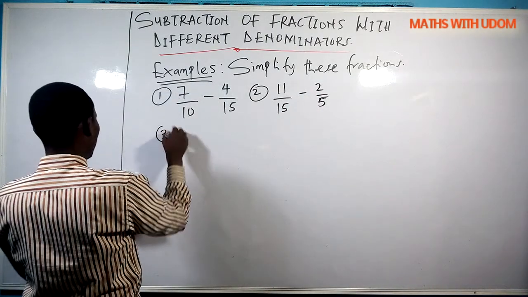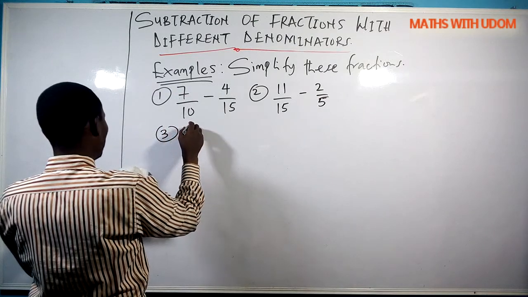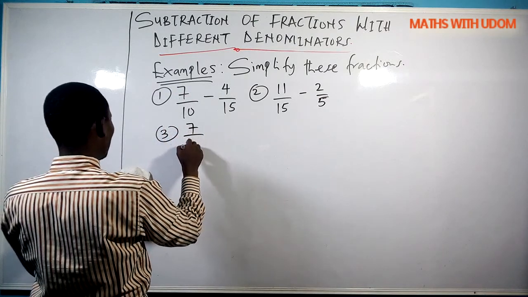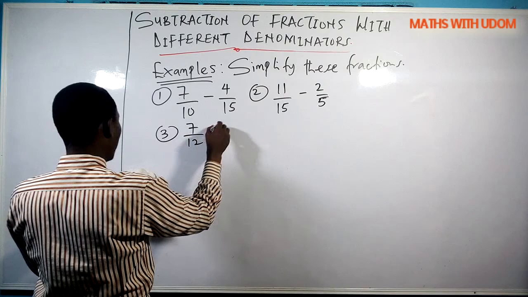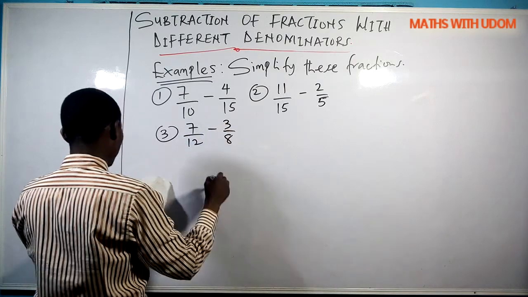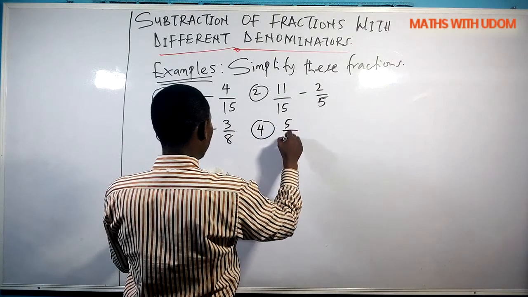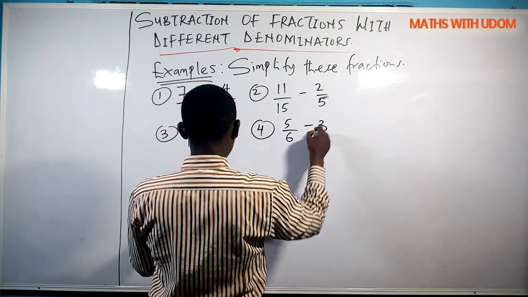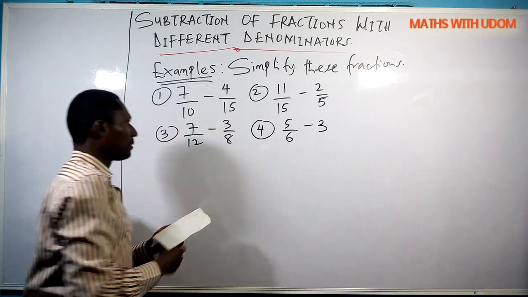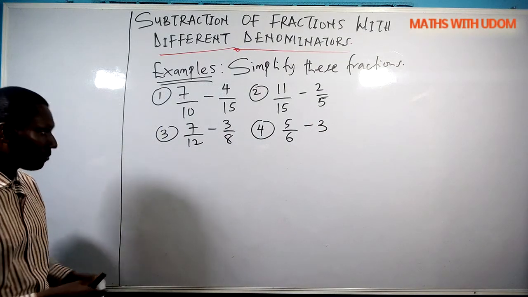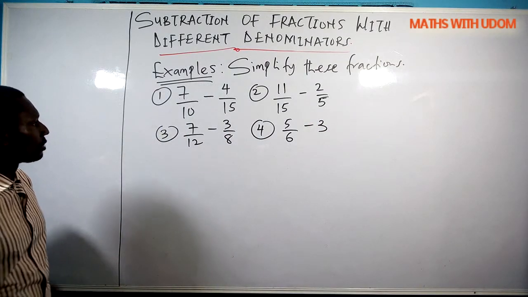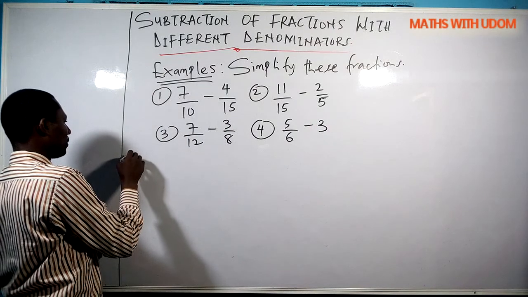Number 3, we have 7 divided by 12 minus 3 divided by 8. And lastly, number 4, we have 5 divided by 6 minus a whole number 3. So what do we do? Solution.